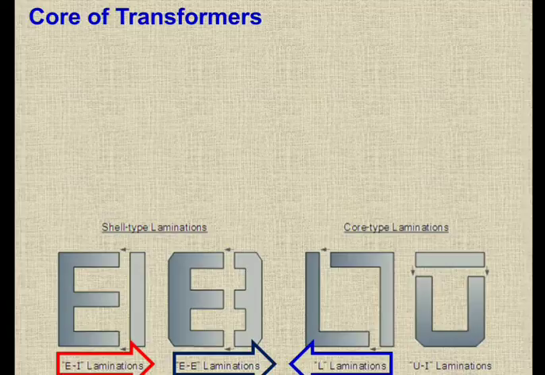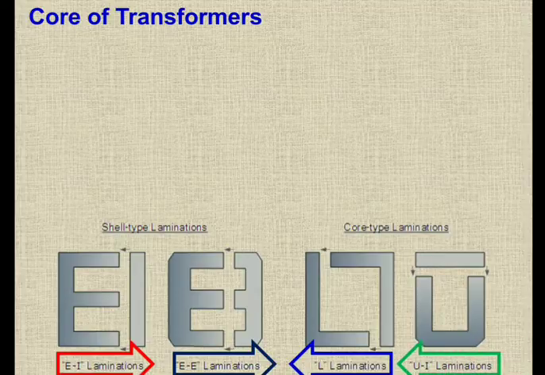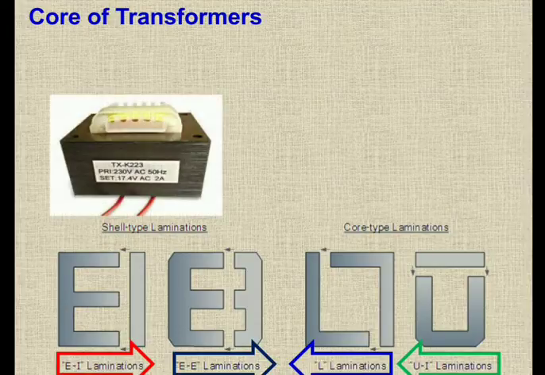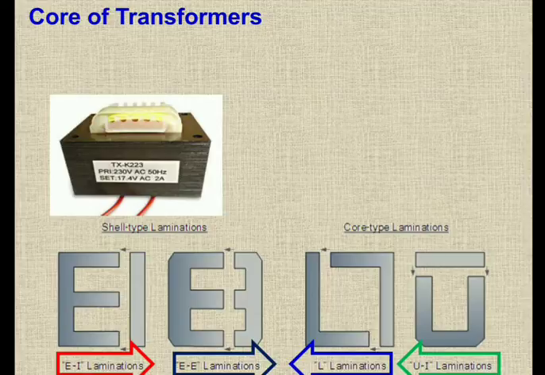So there are two arms. One is for holding the primary winding, the other is for holding the secondary winding. You have another one that is U and I laminations as shown in the figure. So on the two arms of the U, we will be mounting the primary and the secondary on either arm.